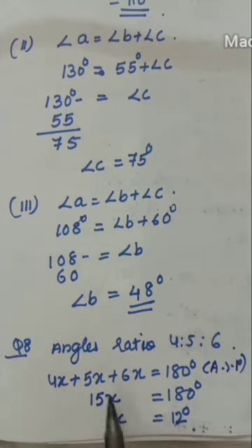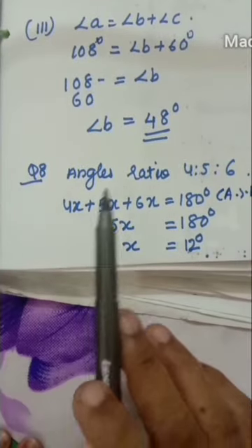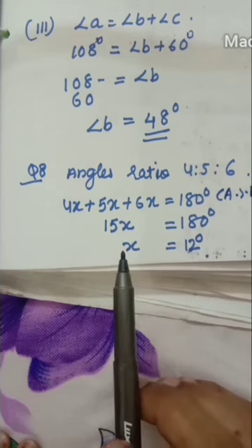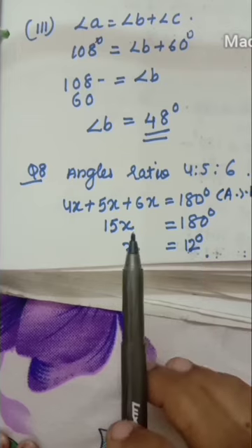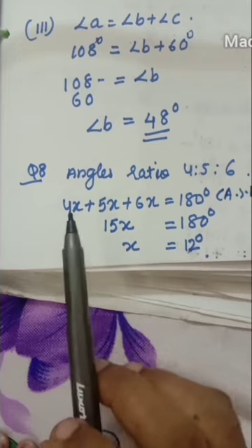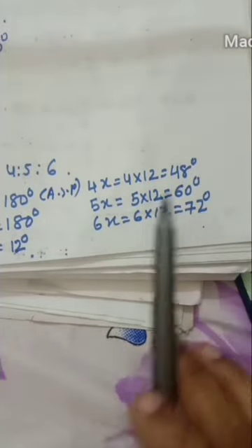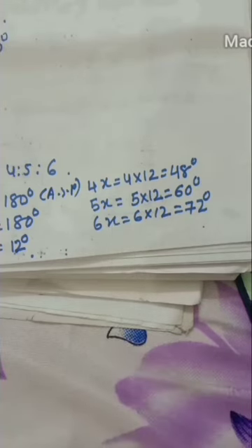Then how many x? 15x equal to 180. So x equal to 12 degree. After that you have to give the x value to each angle. Then you will get 4x equal to 48, 5x equal to 60 and 6x equal to 72 degree.